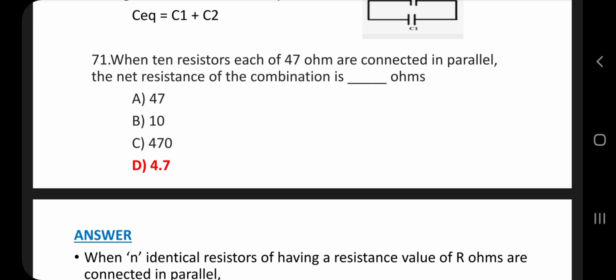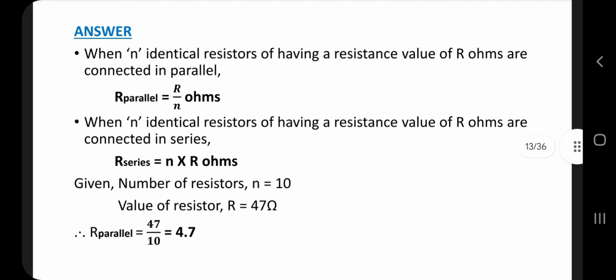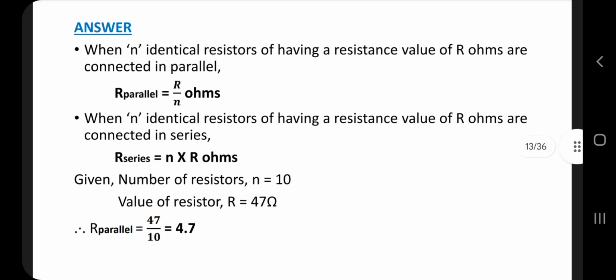When 10 resistors each of 47 ohm are connected in parallel, the net resistance of the combination is dash ohms. Answer is option D, 4.7 ohms. When n identical resistors having a resistance value of R ohms are connected in parallel, R parallel equals R by n ohms. When n identical resistors having a resistance value of R ohms are connected in series, R series equals n into R ohms. Given number of resistors n equals 10 and value of resistor R equals 47 ohm. Therefore, R parallel equals 47 divided by 10, which gives 4.7 ohm.